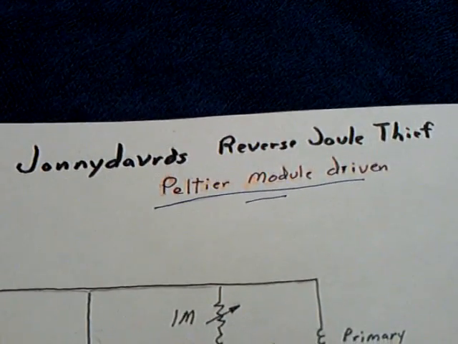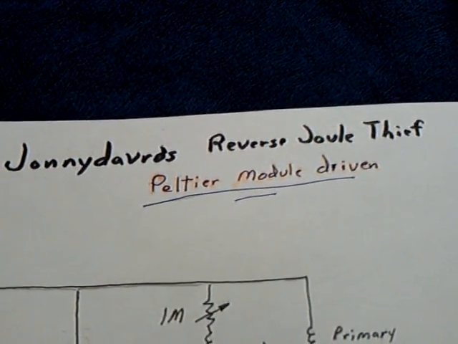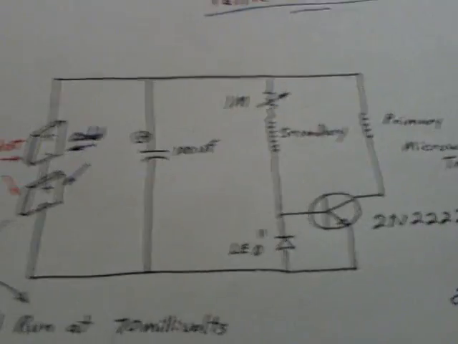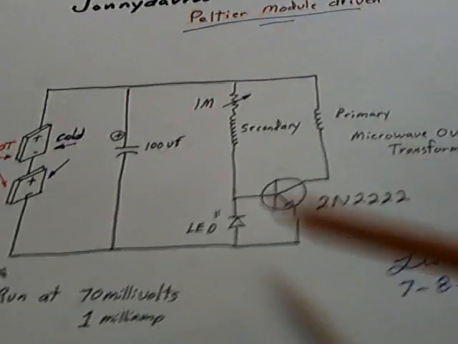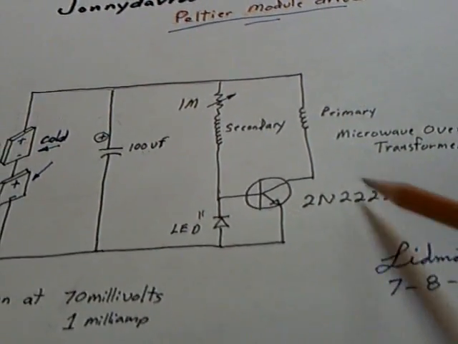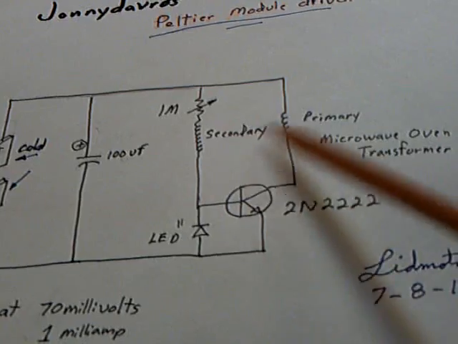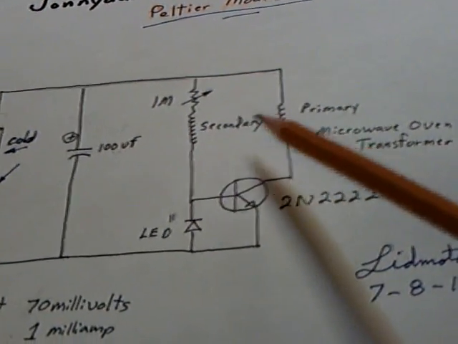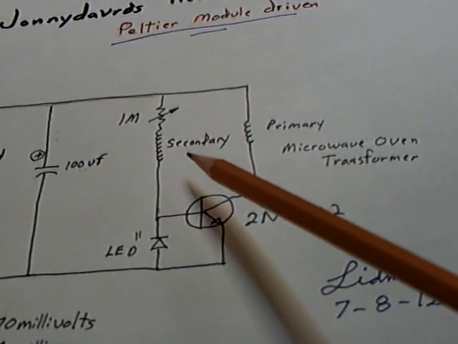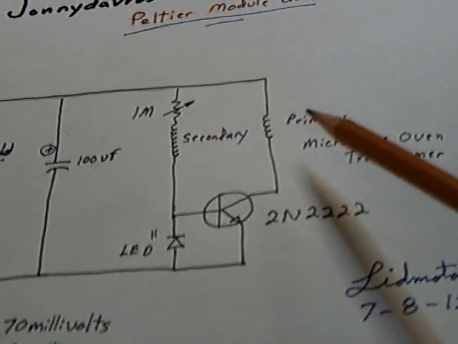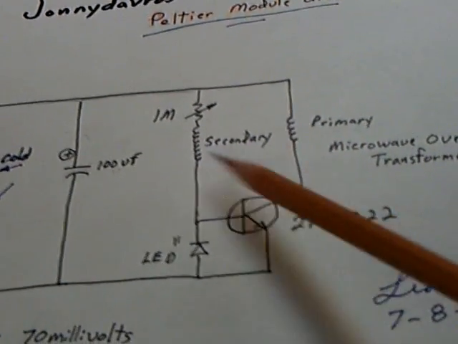And then Slider made the suggestion to try to run it on Peltier modules, and sure enough, I got it to work. This is the circuit right here. It just uses one NPN transistor, and I'm using a little 2N222. It uses a microwave oven transformer, and you could probably use other transformers. I tried a regular 12-volt 110 and a 6-volt 110 yesterday, and it didn't work. So this transformer may be critical.